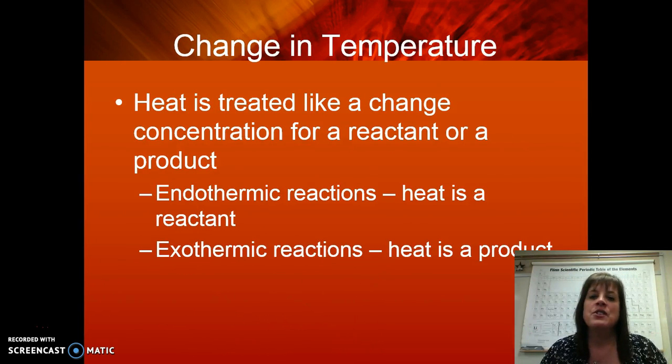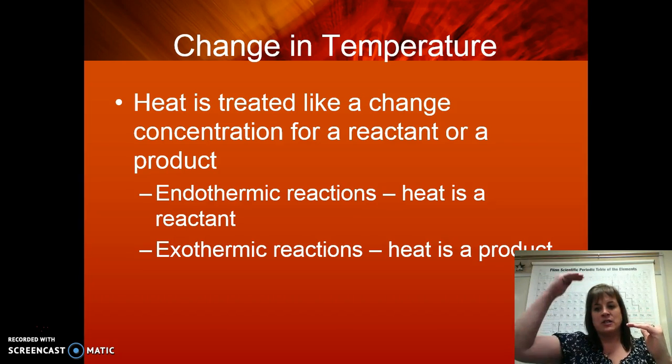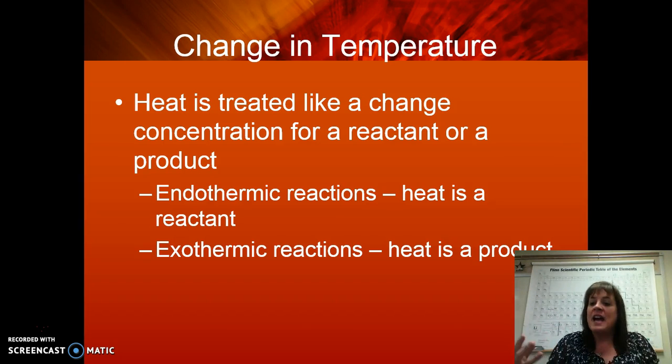Let's look at temperature, right? Temperature is another thing that can stress out a reaction. So we treat these changes like heat is a reactant or a product. If you remember chapter 15, we talked about endothermic and exothermic reactions. Endothermic reactions are reactions that need to absorb heat in order to go from reactants to products. So we say that heat is like a reactant. We need to take heat into the reaction in order to form products. But in an exothermic reaction, heat is released, right? It gets warmer. So heat is a product in that reaction. So we're going to treat heat as if it was a reactant or product, and we're just changing its concentration.